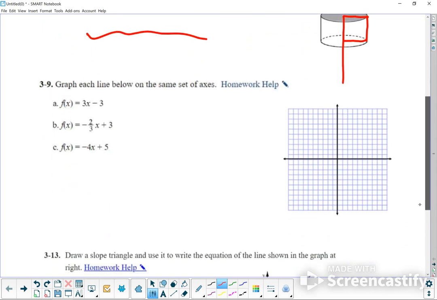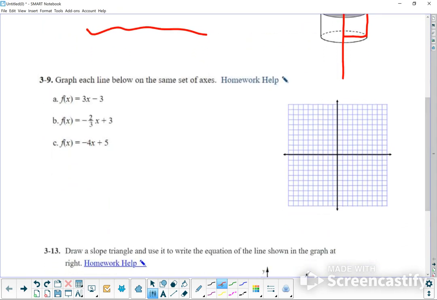Graph each line below on the same set of axes. Right, so this one, we'll do in red. This is -3, so the y-intercept is -3. We will start here. And this is your slope, which is 3. If the slope is 3, you can rewrite that as 3 over 1, which means you have a change in y of 3, 1, 2, 3, and a change in x of 1. So that's your 2 points right there.